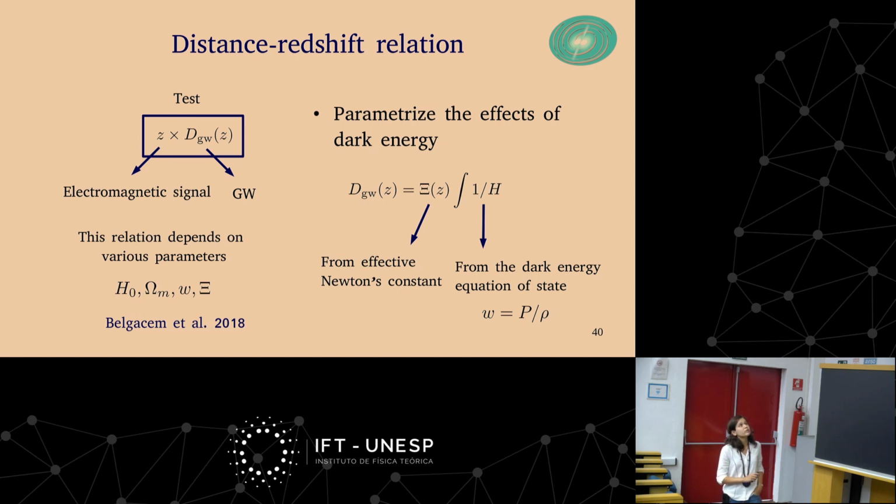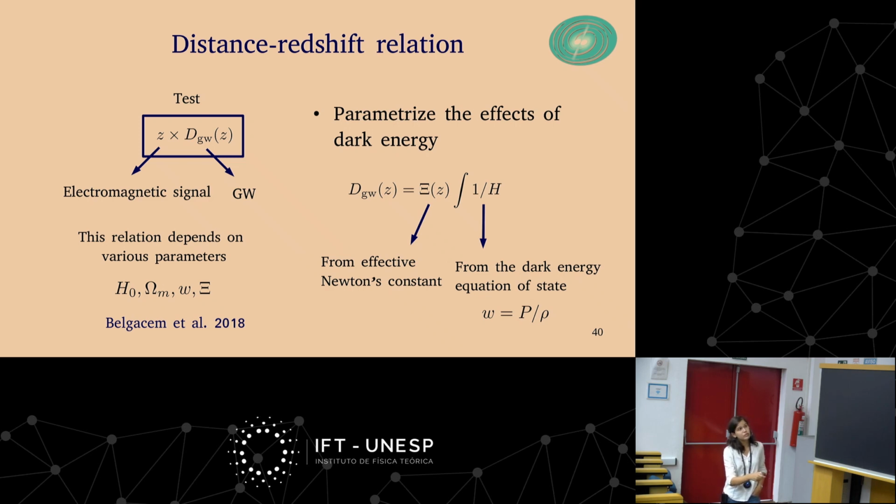So a second type of test that you can do with bright sirens, and that's what I worked more with, is this distance redshift relation. Okay, so you see photons, you see gravitons, you measure both redshift and distance. So you compare these two, and you measure the expansion rate of the universe. That's very simple. The thing is that this distance in this context is now modified, as I showed to you. There is the expansion of the universe here, but there is also a contribution from this effective Newton's constant that appears in this function psi.